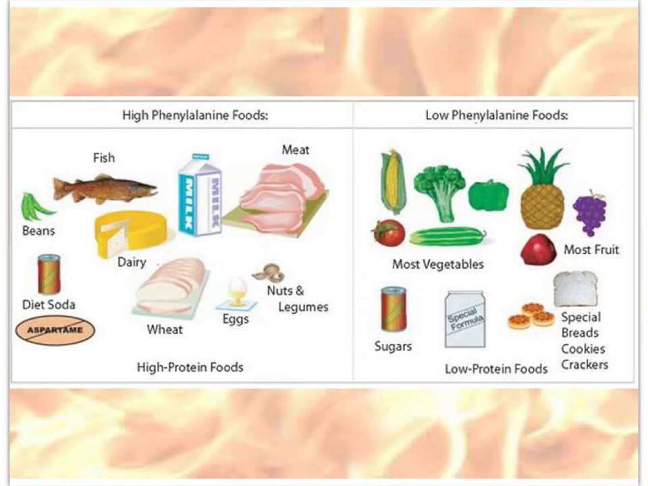These would be examples of high phenylalanine foods: fish, diet soda that has aspartame in it, which is horrible, wheat, meat, milk, just dairy, nuts, eggs. These are your higher protein foods, and they're going to have higher phenylalanine in them. On the lower end, you have most vegetables, fruits, sugars. So there's certainly plenty that can be eaten, but you can see how it's harder to get a balanced diet when you have to avoid high phenylalanine foods.